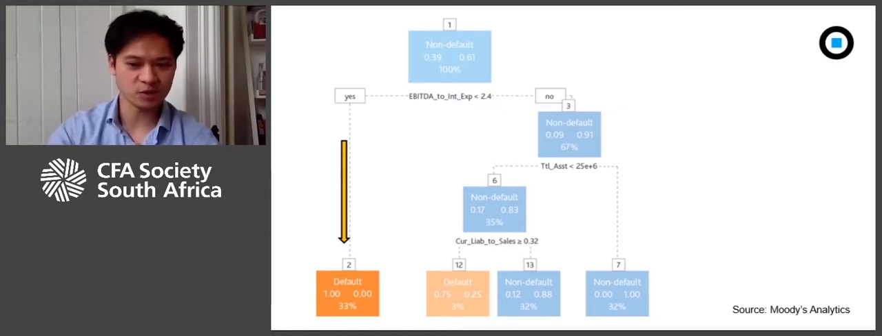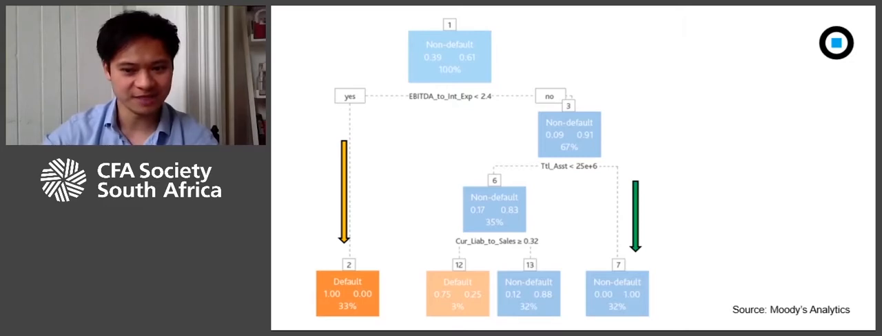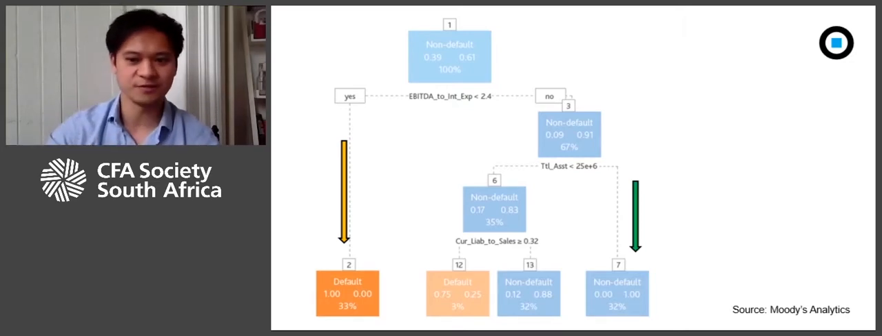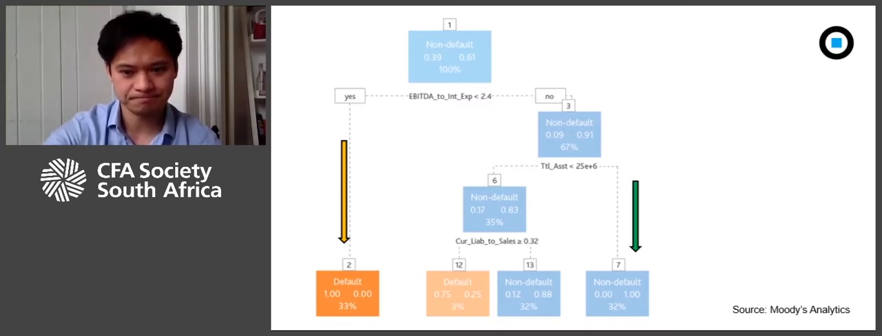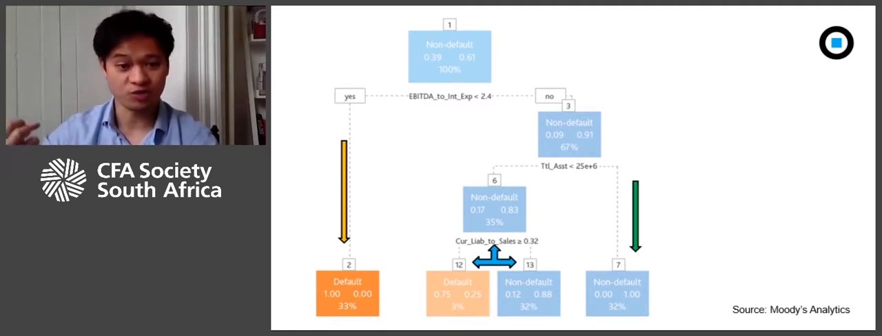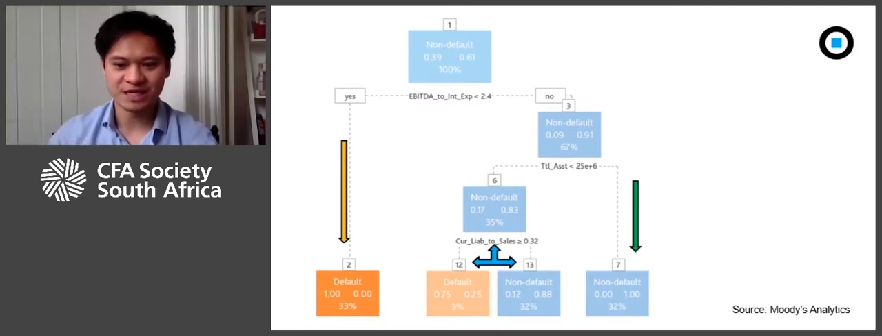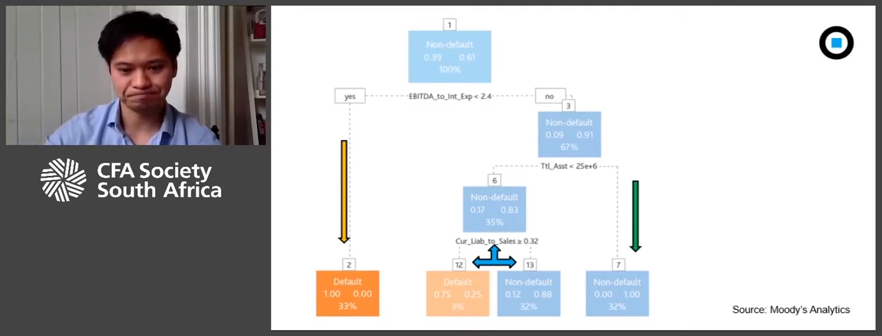The other firms go into box 3 in the top right, and then they're split on total assets. And firms which have above 25 million in total assets are predicted not to default. They go into box 7 in the bottom right. And finally, the remaining data is split on current liabilities to sales. So those with above 0.32 on this ratio are predicted to default, and those below 0.32 on that ratio are predicted not to default. All of the data ends up getting split into these 4 groups, and any companies in the orange groups are predicted to default.